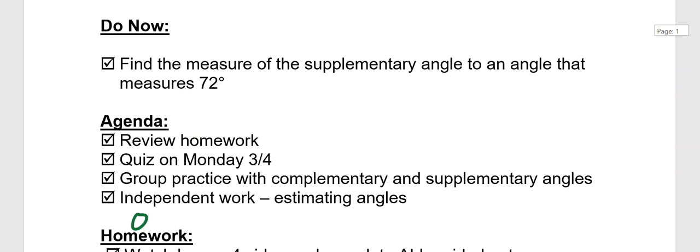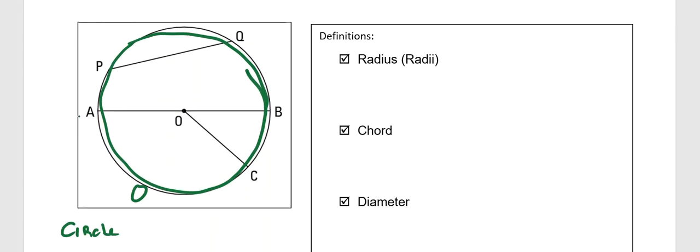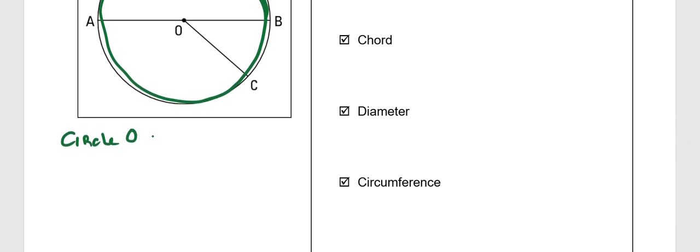So we always name for the midpoint or the center of the circle. All right, so circle O. So that is our center. So really important. Anytime you're asked to name a circle, you name it by the center. So in this case, it's circle O.